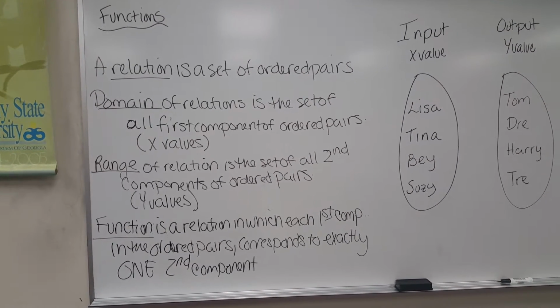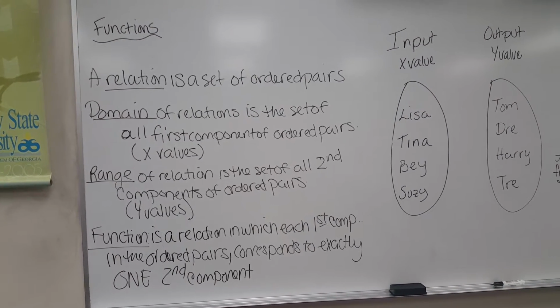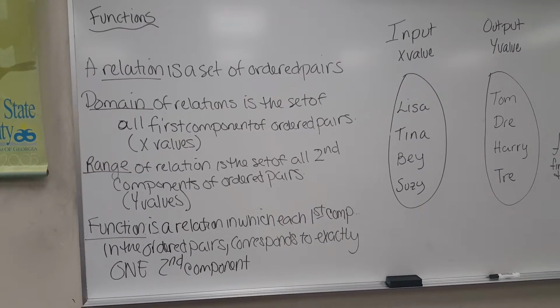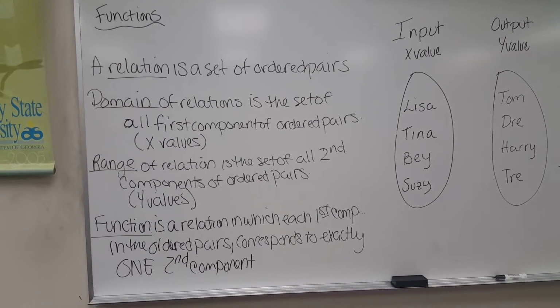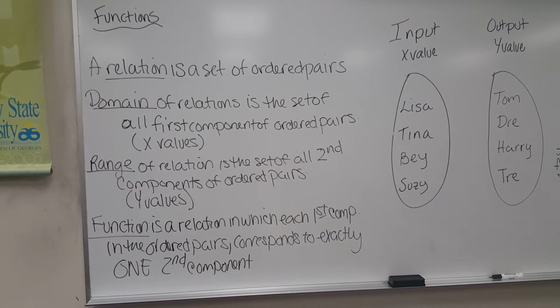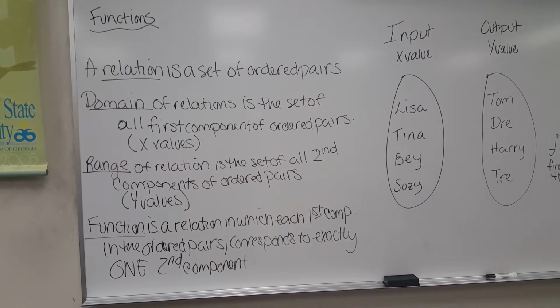So when we want to talk about domains of relations, the domain of a relation is the set of all first components of the ordered pairs, or in an ordered pair, the first component would be your x values. The range of a relation is technically your y values, or all of the second components of the ordered pairs.